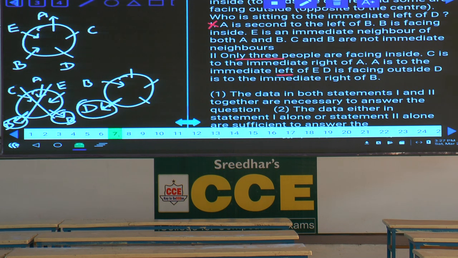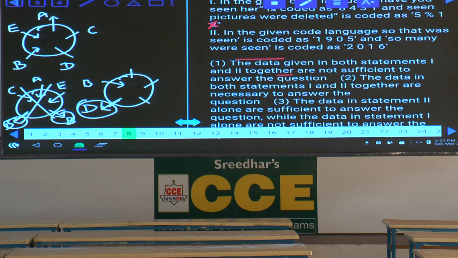Now in this one, tell me, are we getting the answer or not by combining 1 and 2? No. Why? Because whether C is facing the center or D is facing the center, that information is not known. Hence, what is your answer here? Are we getting any answer in this one? No. Hence, both the statements are also not sufficient to get a unique answer. Done with this? Then question number 8.